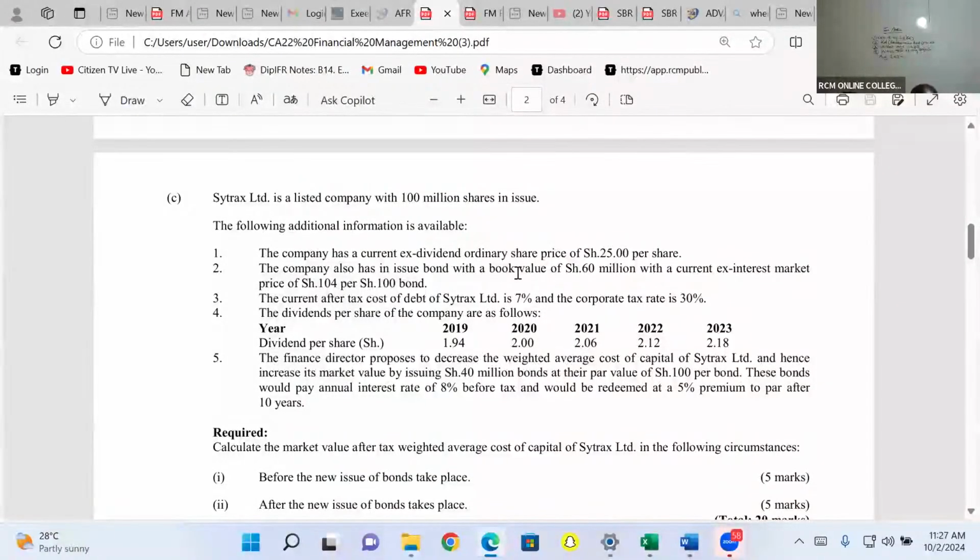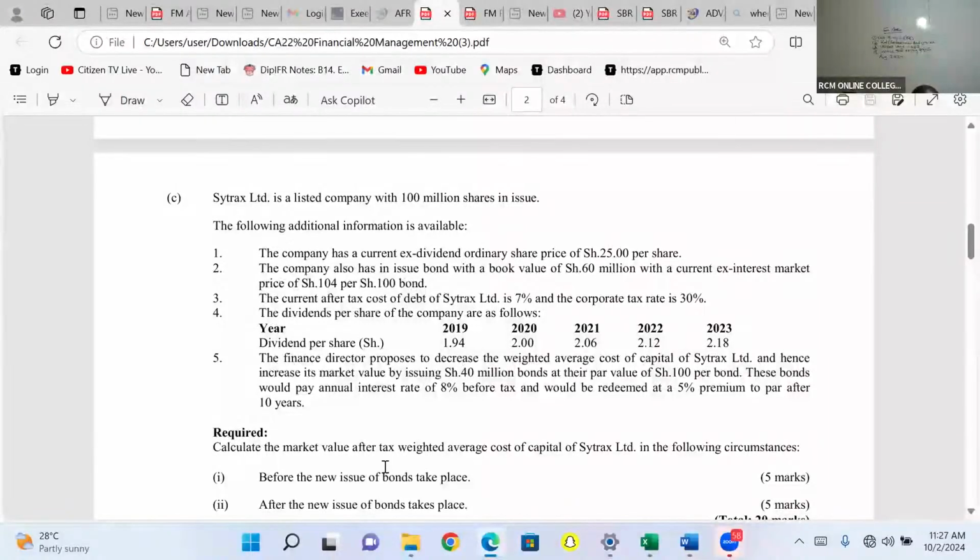Note 4, the dividends per share of the company are as follows. So you can see the years, 2019 to 2023. We can see dividends per share there. And then note number 5, the finance director proposes to decrease the WACC of Citrus Limited and hence increase its market value by issuing 40 million shillings bonds at their par value of 100 per bond. These bonds will pay an annual interest rate of 8% before tax and will be redeemed at a 5% premium to par after 10 years.